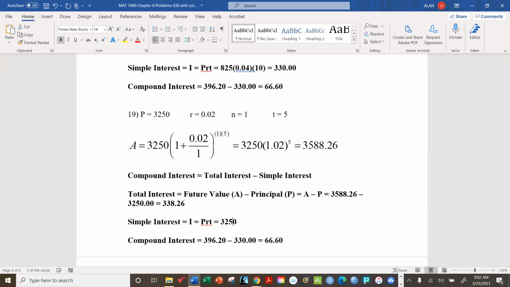Okay, that's easy. The simple interest is very simple to calculate. We have 3250 times 0.02 times 5, which works out to be $325. So finally, we have 338.26 minus 325, which leaves us with $13.26. All right, so that one is done. So I'll give you a minute to catch up, and then we'll start the next one.